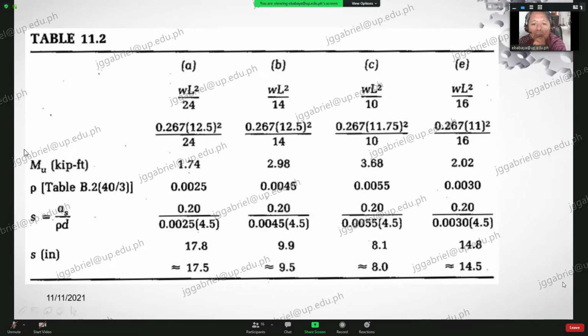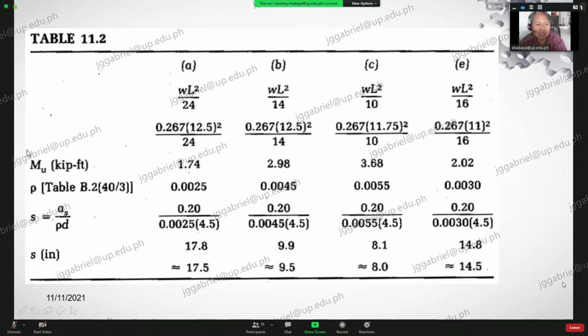Now, you'll be able to get the factored moment. No? 1.74. This is 2.98, 3.68, 2.02. Okay? This is just by computing this. No? Kindly try computing this. Kung makukuha niyo yung tamang value.